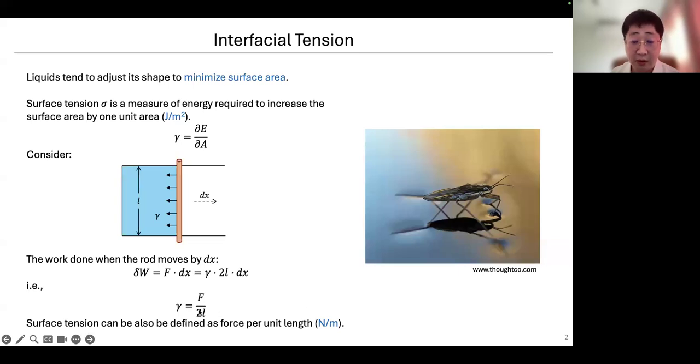If we rearrange this equation, we can also see that surface tension can have a unit of force per unit length. Both of these definitions can be useful when deriving the governing equations, either through the energy per unit area or the force per unit length.